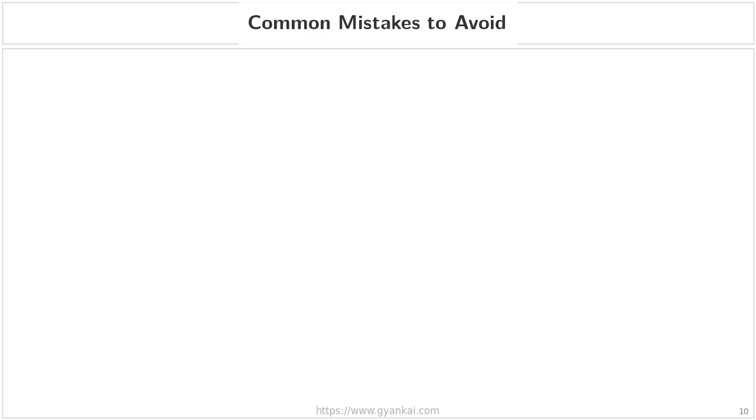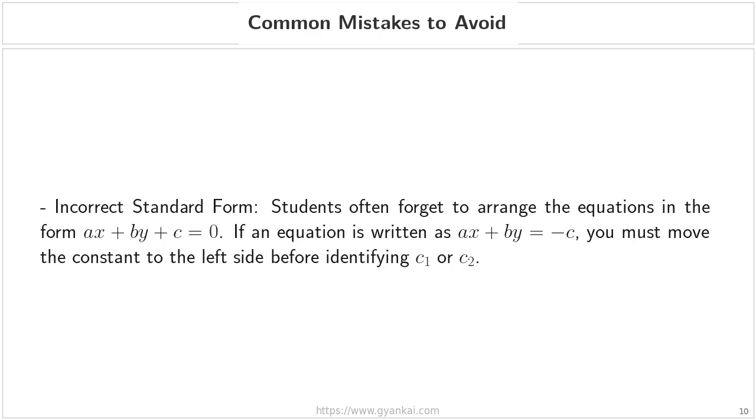Common mistakes to avoid. First, watch out for the incorrect standard form. As we discussed in slide 2, everything must be in the form a sub 1 x plus b sub 1 y plus c sub 1 equals 0.